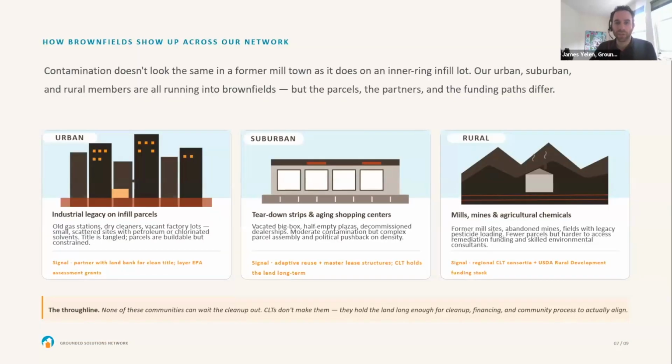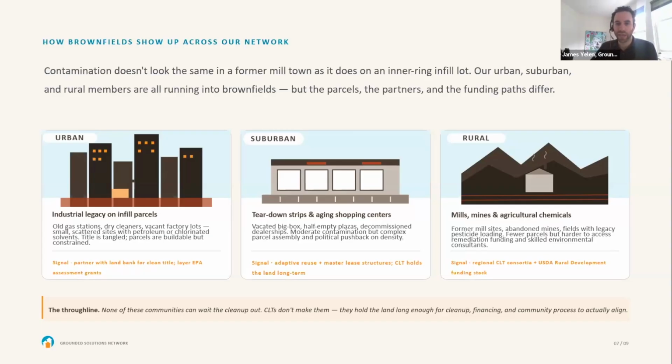In the context of brownfields, we see them showing up quite a bit among our members. It's not something I can put a statistic on per se, but I know qualitatively everywhere from urban land trusts navigating the industrial legacy on small infill parcels, old gas stations, dry cleaners, vacant factories, to suburban, exurban CLTs working to tear down old commercial strip malls that might have asbestos and lead and other challenges to development and in weak market contexts. And then rural settings where you might see agricultural chemicals, former mill sites, abandoned mines.